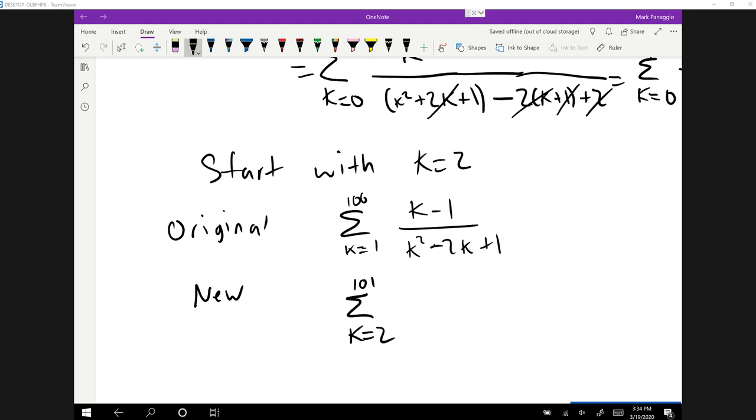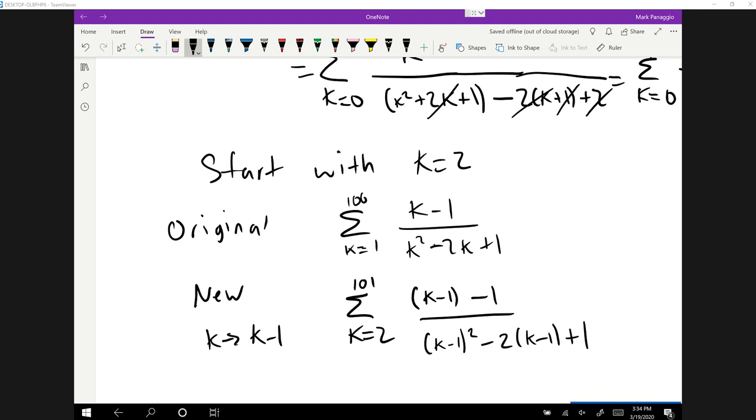And then if you look at the terms inside, where I plug in a 1 in the original, I'm now going to have a 2, which is too big. So I'm going to need to replace k with k minus 1 if I want the first term and each of them to match. So my new sum would be k minus 1 over k minus 1 squared minus 2 times k minus 1 plus 2. In this case, it doesn't simplify down quite so nicely, but these sums are indeed equivalent.